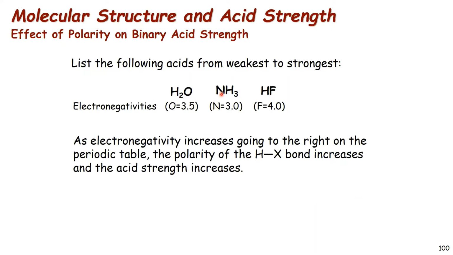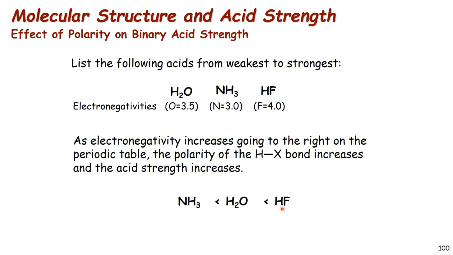Okay. So the one with the highest electronegativity would be the strongest acid, and the one with the lowest electronegativity, in this case nitrogen, would be the weakest acid. So it would be ammonia, water, and hydrofluoric acid. Well, ammonia we actually classify as a base. So it's not really even an acid at all. But if we were considering it to be an acid, it certainly would be the weakest acid there. Okay, and then water is basically neutral, and then our hydrofluoric acid.